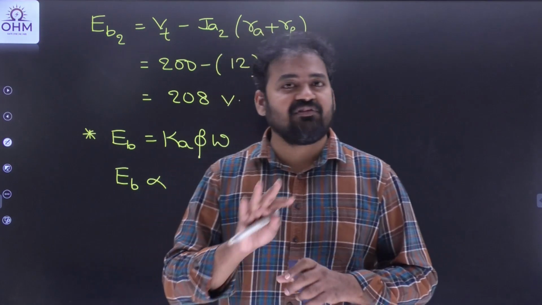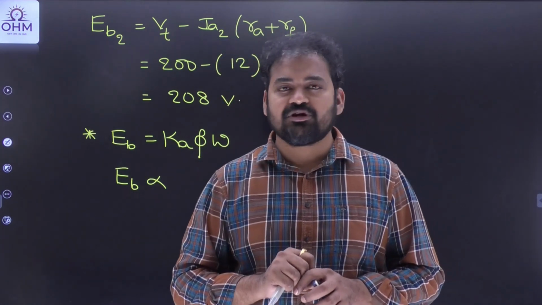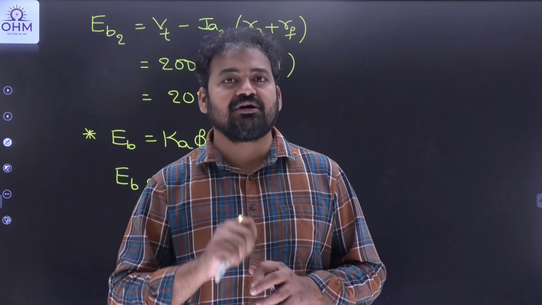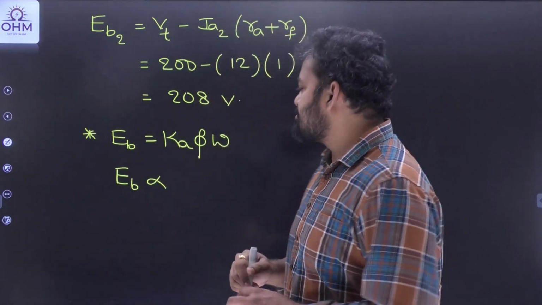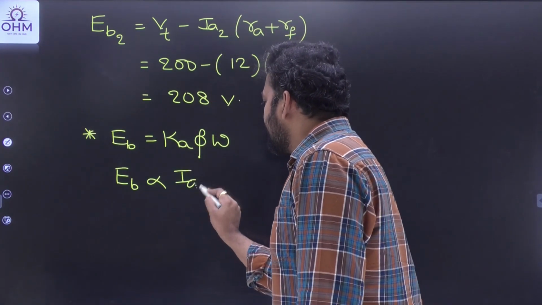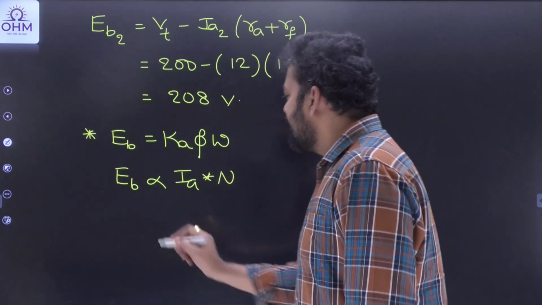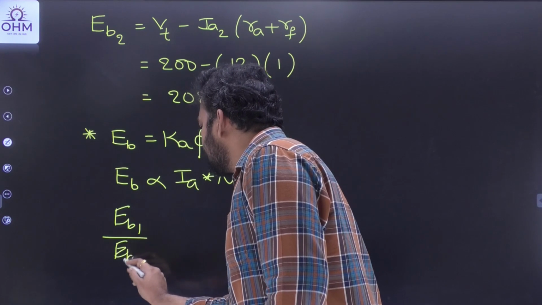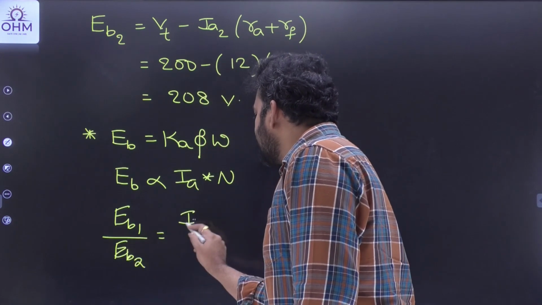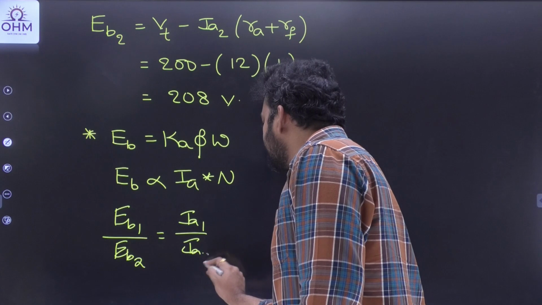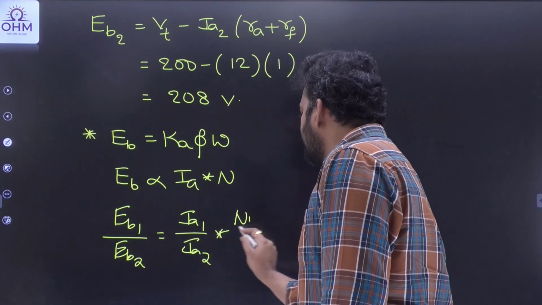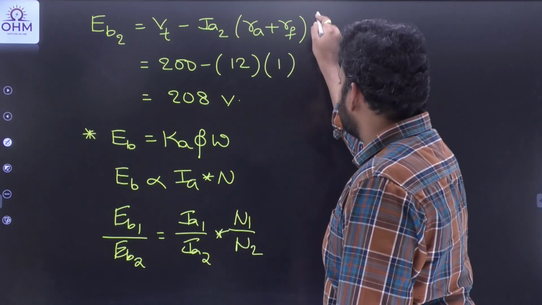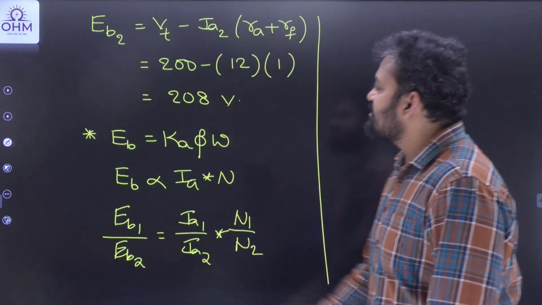In a shunt motor, flux is constant. In a separately excited motor, flux is constant. But in a series motor, flux is proportional to armature current, right? Multiplied by speed. So from this, Eb1 divided by Eb2 is equal to Ia1 divided by Ia2 into N1 divided by N2. Now what is the back EMF in the first case?